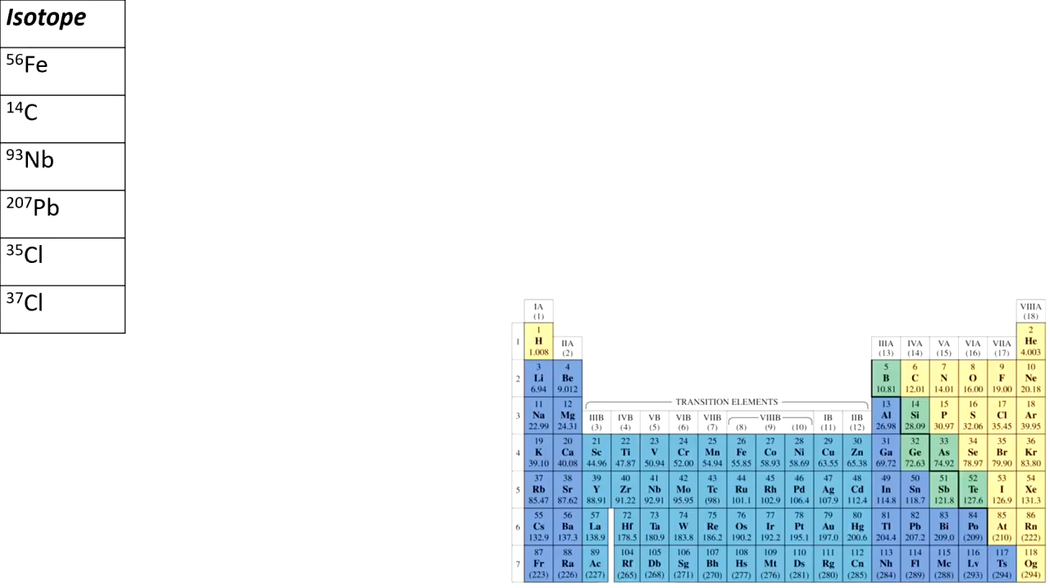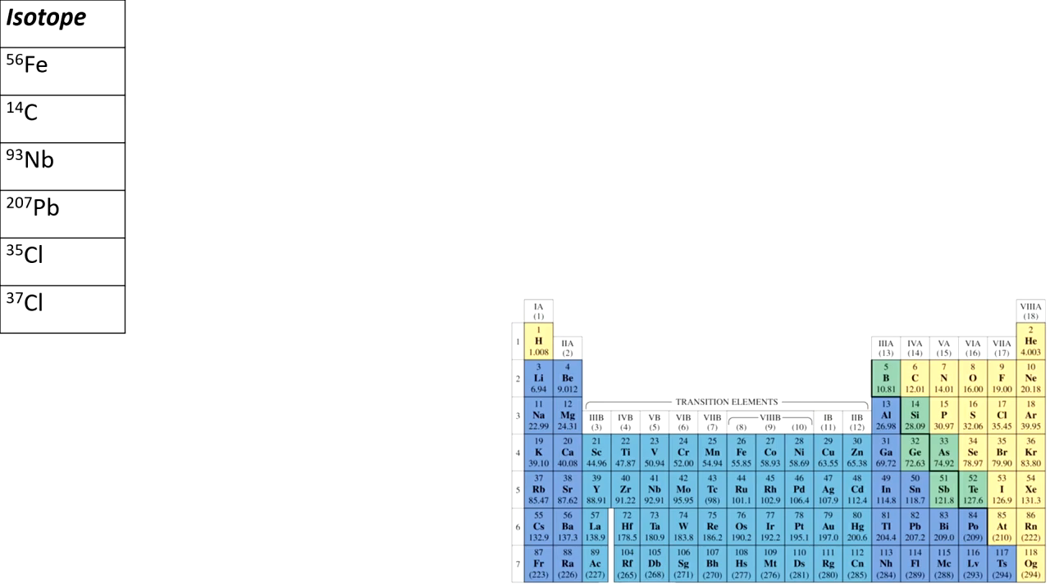So coming back and looking at our periodic table, let's take some examples. And I want you to do this as practice for yourself. So here are 6 isotopes: iron 56, carbon 14, natrium 93, lead 207, chlorine 35, and chlorine 37. And I've given you the periodic table, and what I'd like you to do is to determine the number of protons, electrons, and neutrons in each of these 6 atomic isotopes.